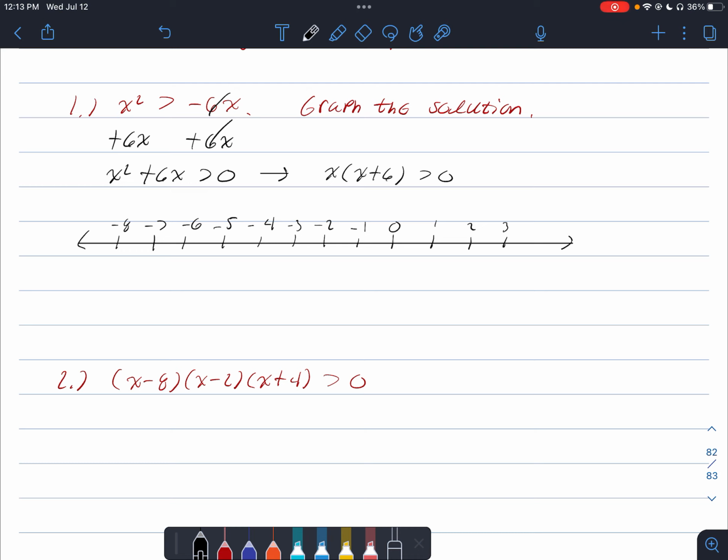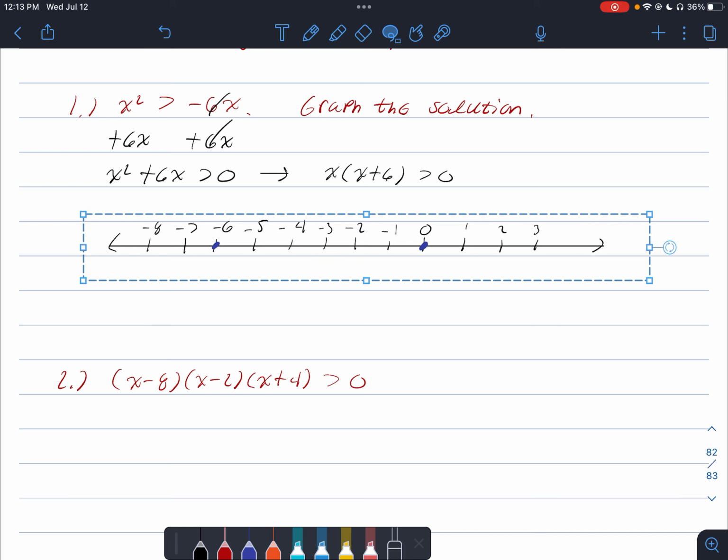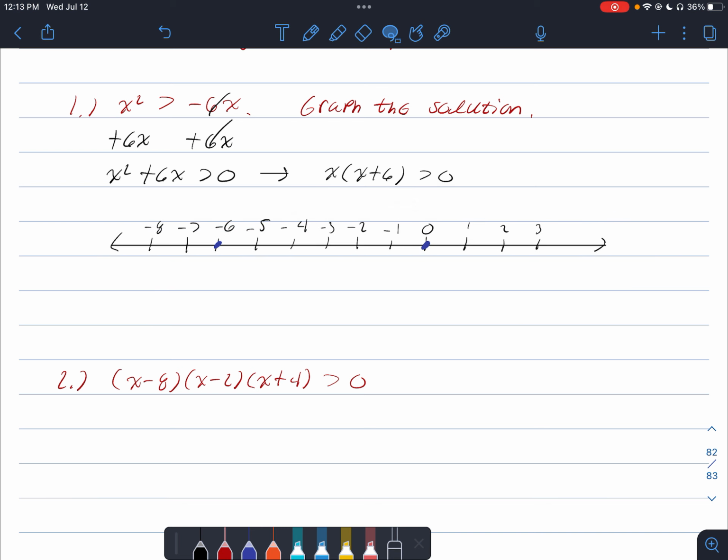So let's go ahead and graph the zeros here. We know that -6 is a zero, and we know that 0 is a zero, because if we plug 0 in for x, it makes everything 0. So these are our zeros. What these two zeros have effectively done is divide the number line up into three different sections: everything to the left of -6, everything in between these two zeros, and everything to the right of 0. That is how we have divided up the number line.